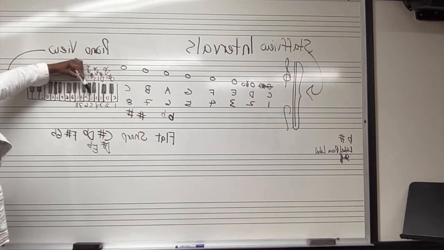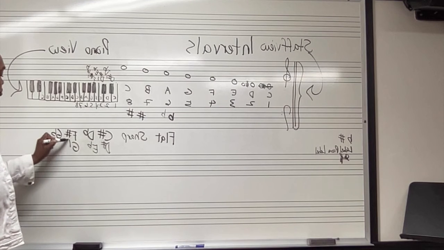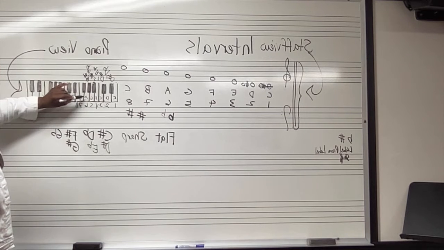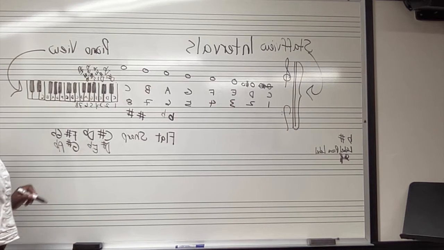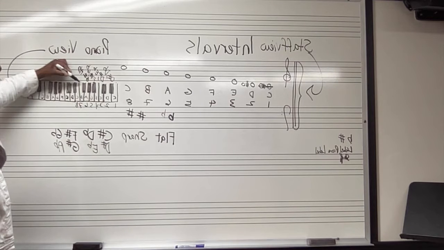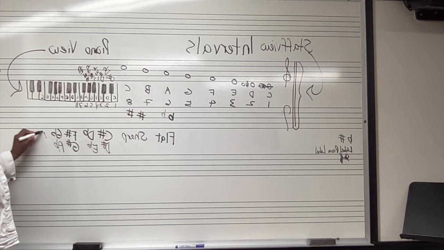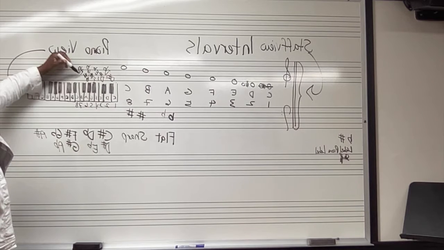If you go from the G up one, yes, you're going to get a G sharp. And if you go down one from the A, you're going to get an A flat. So G sharp and A flat are the same note. Let's try another one. If you go up one half step from the A, you're going to get an A sharp. And if you go down one half step from the B, it's A sharp, but you're going to call it B flat.